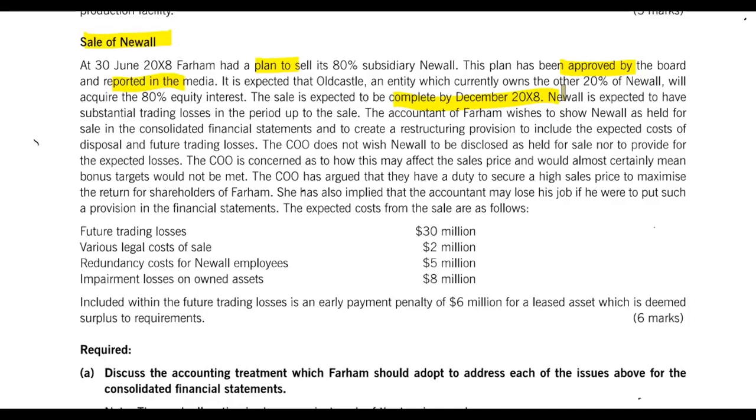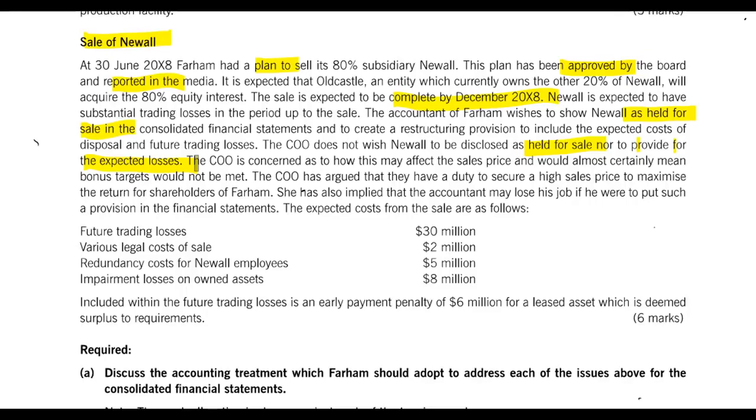Indeed, the accountant wishes to show it as being held for sale, and it would appear to be the correct thing to do. But the CEO does not wish this to be disclosed as held for sale, nor does he wish to provide for expected losses, because they're worried about things. For me, this would appear to be a held for sale business. The plan has been approved, so there would be separate presentation in the P&L.